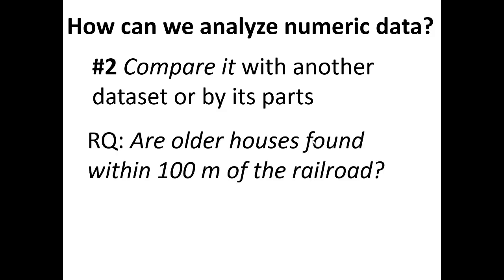So we could ask the question, are older houses found within 100 meters of the railroad? And actually, for this, we might even want to say, are older houses more likely to be found? It might be a better way to phrase it, now that I think about it. Or we could say, do older houses tend to be found within 100 meters of the railroad?